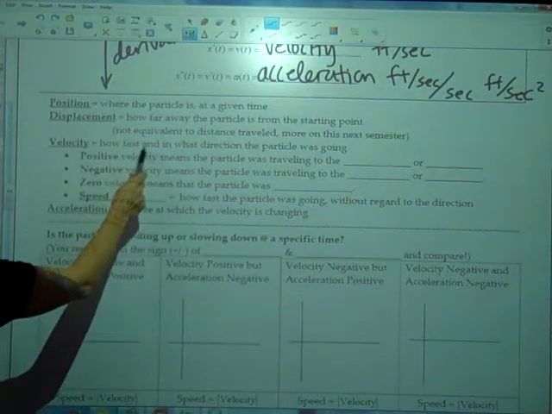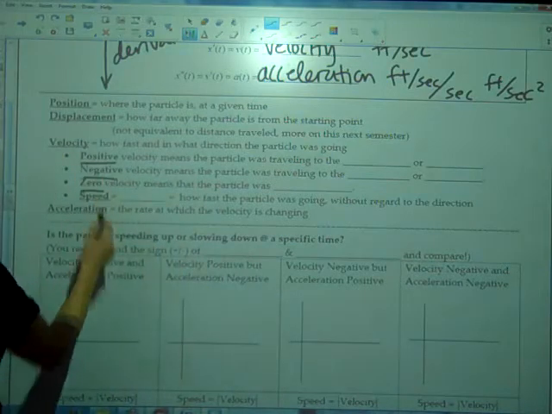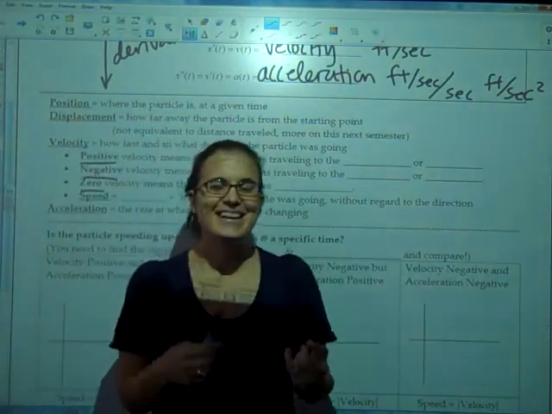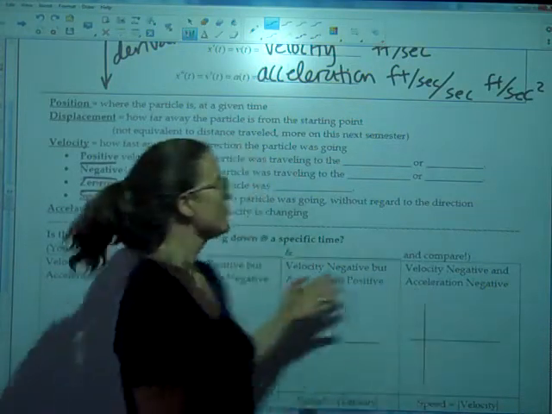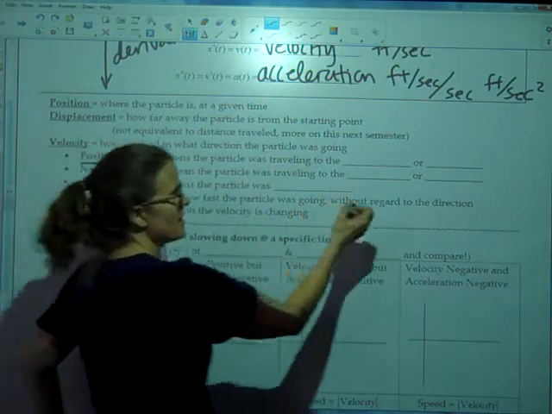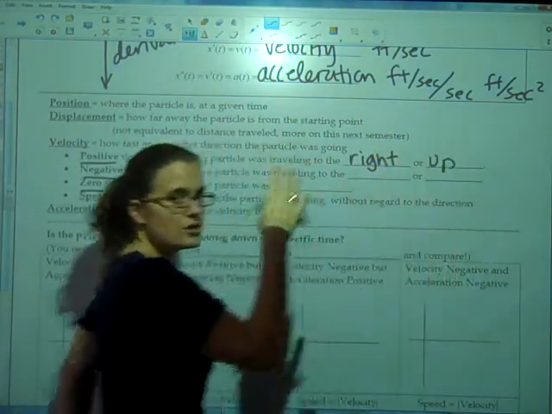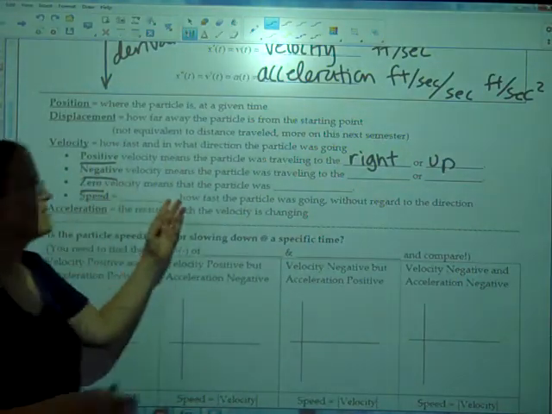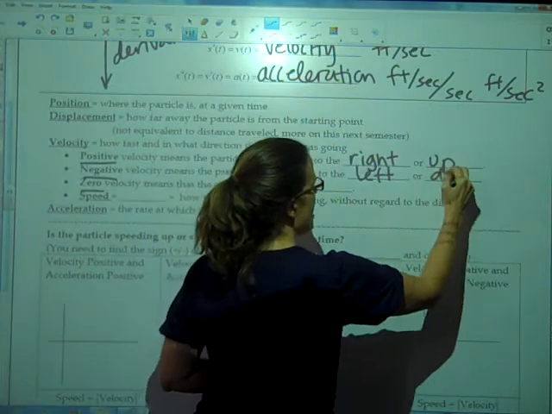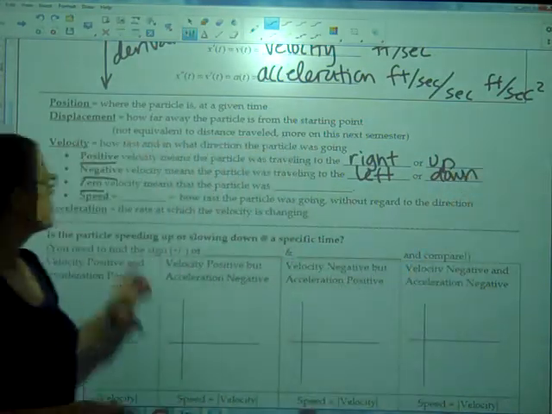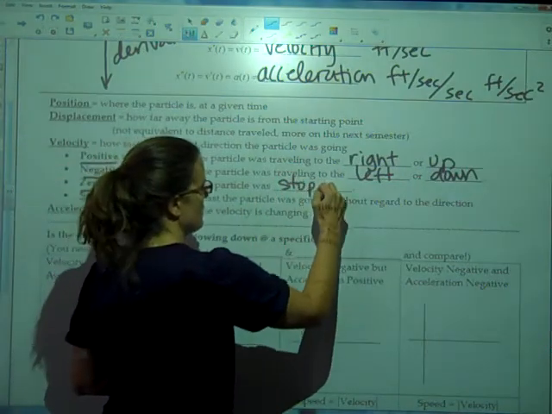The velocity is how fast and in what direction the particle is going. Okay, and this is really what we'll be analyzing the most: positive velocity, negative velocity, and if the velocity is zero. Positive velocity means the particle was traveling to the right or up, depending on the orientation. If you have a negative velocity, that means the particle was traveling down or to the left. And if you have a zero velocity, that means the particle was stopped, not moving.